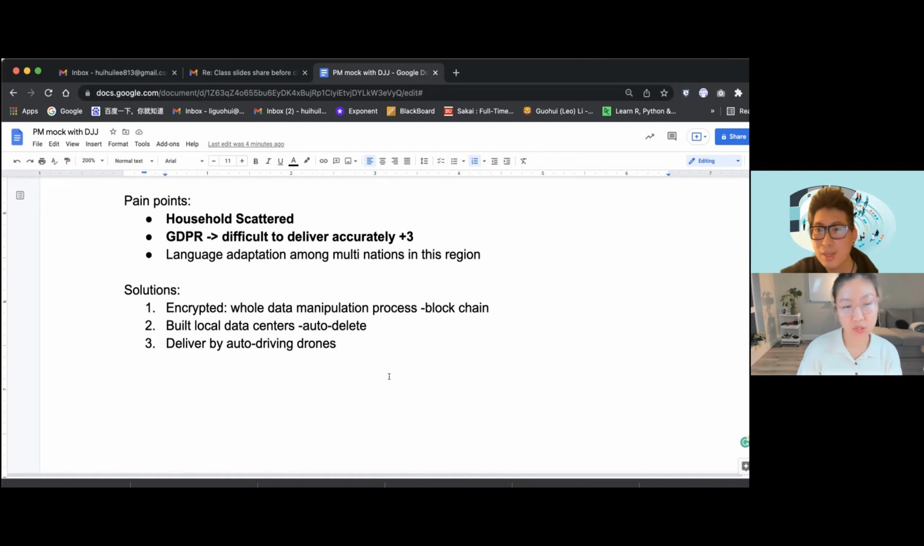Yeah. My first question is, what if the drones got attacked? Is there any risk about that part? And my second question is, if we are going to use blockchain technology, how much is it going to cost us?